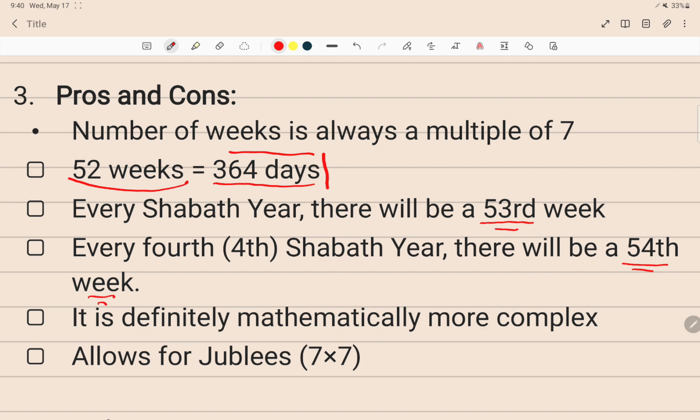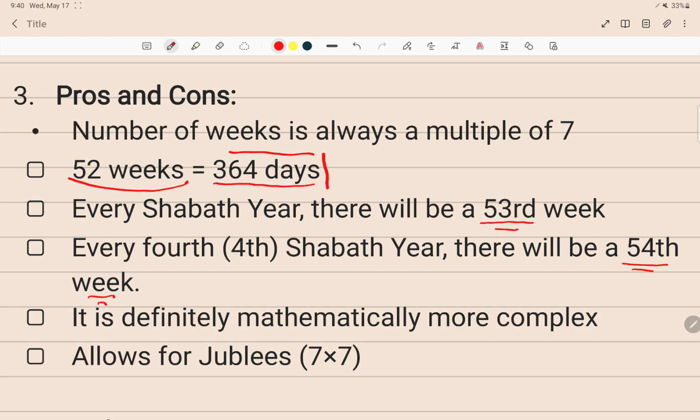And because you're adding another week every 4th Shabbat year or every 28 years, it is definitely a little bit mathematically more complex, but it really allows for jubilees. And more important, for those of you who are familiar with what it is, of course, this is not obviously for the Quran.